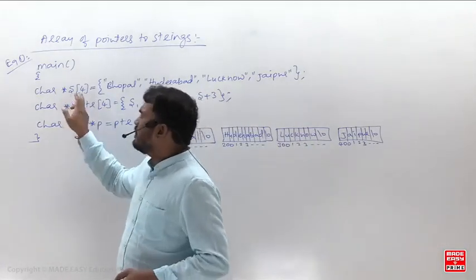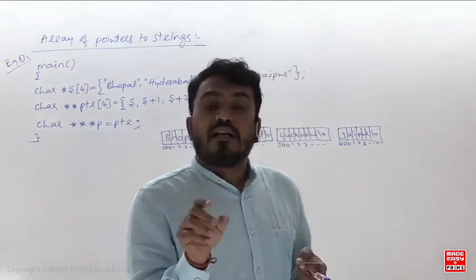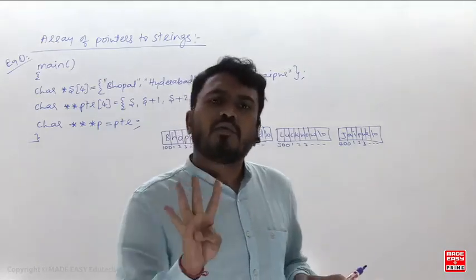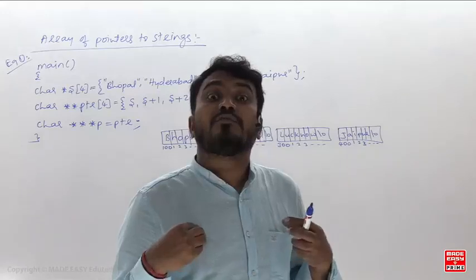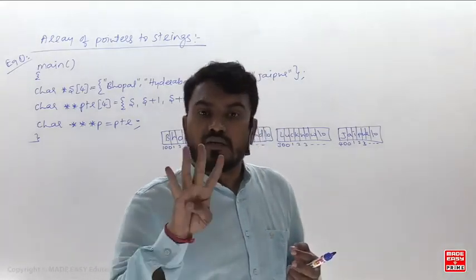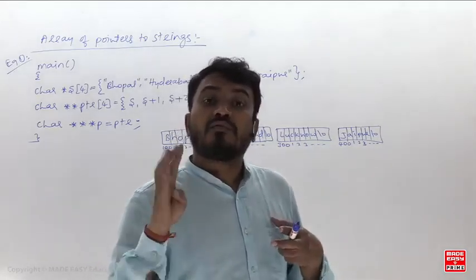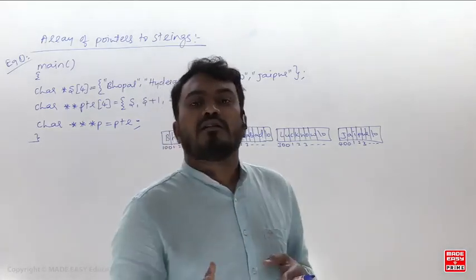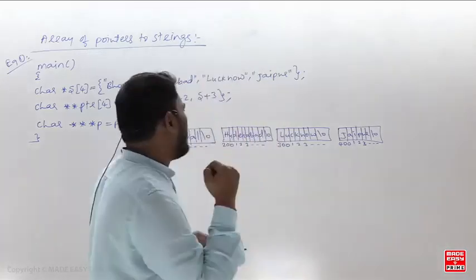S is an array of 4 elements. In every element, you can store the address of a character only. 4 character addresses you can store. S is saying I am the array of pointers of type character. In simple words, S is an array of 4 elements and every element is a character pointer. You can store the addresses of 4 characters.